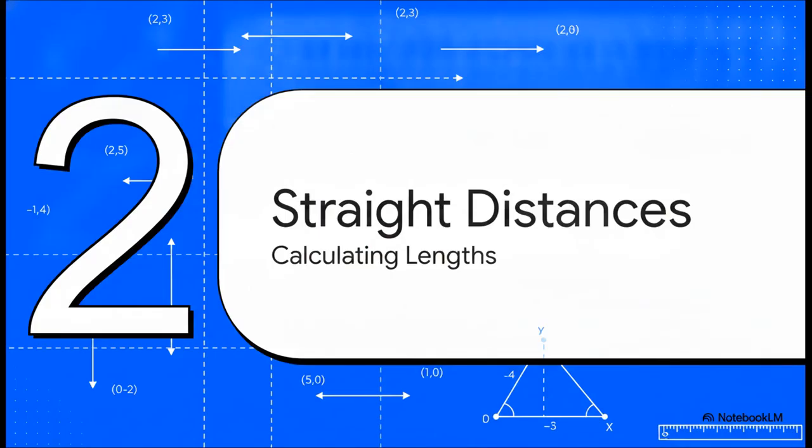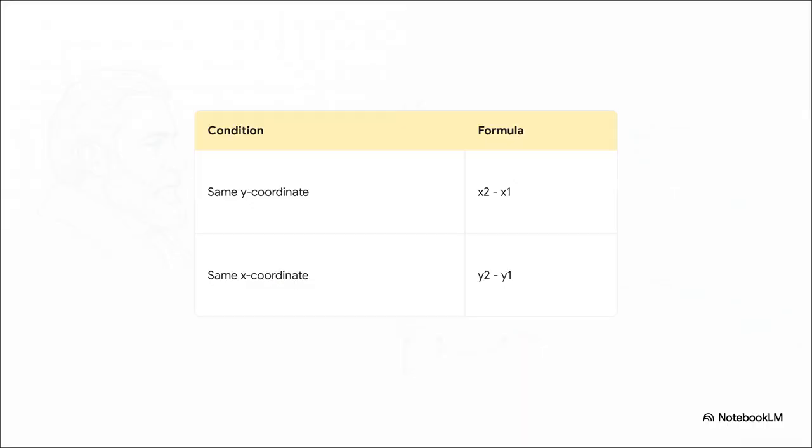Moving right along to Section 2, distance on straight lines. Okay, the big question here is figuring out the easiest way to measure the distance between 2 dots. When a line is perfectly horizontal or perfectly vertical, I promise you, the math is incredibly simple. You don't need any massive, complicated formula.